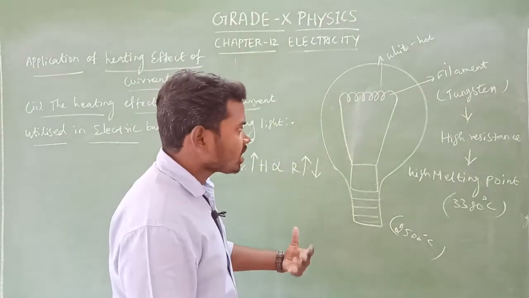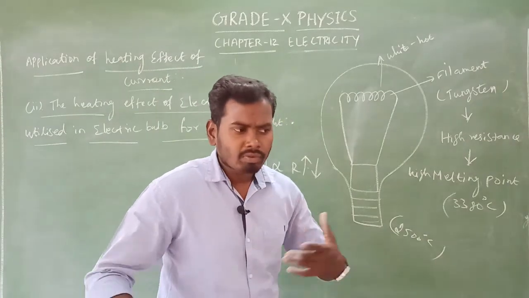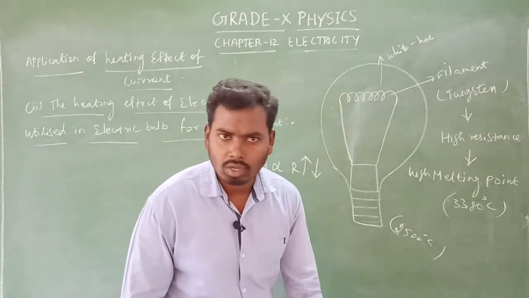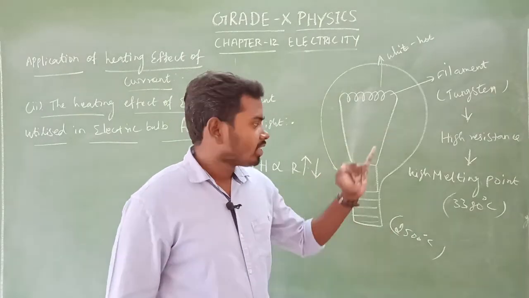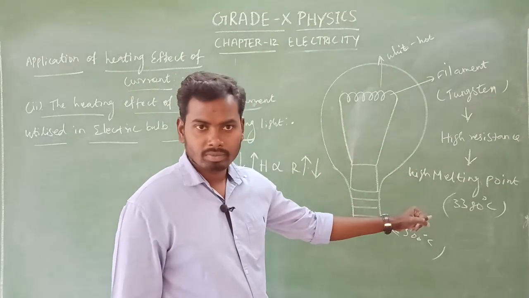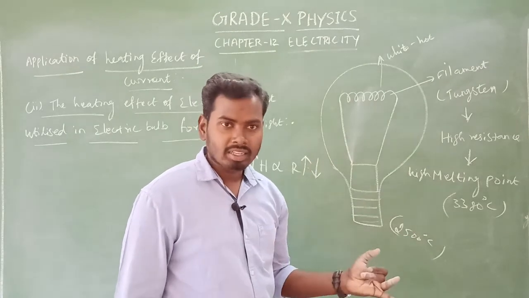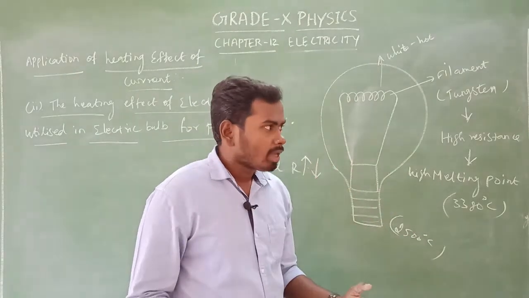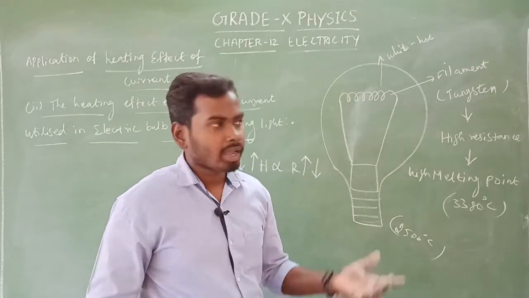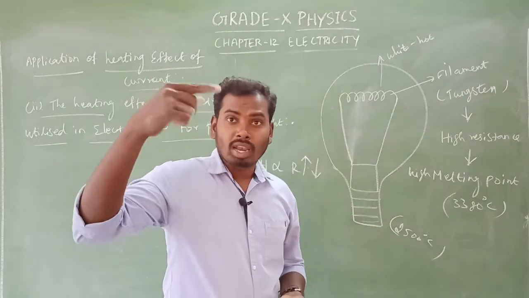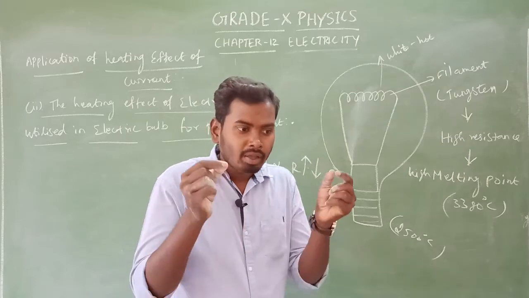You may ask me, sir, so many different kinds of conductors are there, then why do we choose tungsten? The first reason is that tungsten has a high melting point. That is a very important reason. The second reason is that tungsten is a flexible material. We can easily bend it. Have you ever seen the filament inside the bulb? It is of the flexible type.